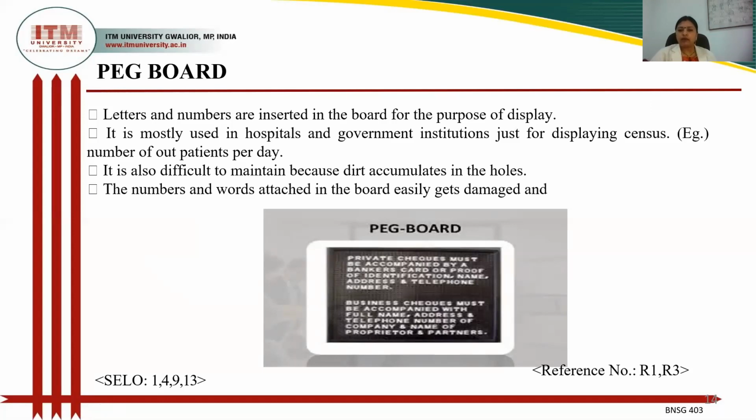For the purpose of our knowledge or display, we insert the letters and numbers in it. Where is this mostly used? It is mostly used in hospitals and government institutions for displaying the census, and to display the total number of patients per day. It is also difficult to maintain because dirt may accumulate in the holes. The numbers and words attached to the boards are also easily damaged and detached.